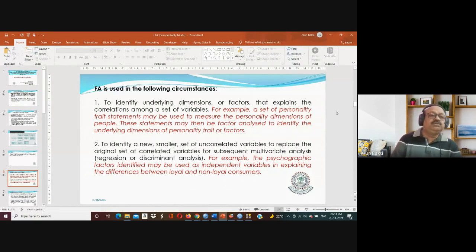So the use of factor analysis is basically done, number one, to reduce the data within a manageable proportion, but to identify the significant variables which have significant factor loadings, and number two, to identify the factors on which these variables actually converge. So the underlying factor structure is to be identified.